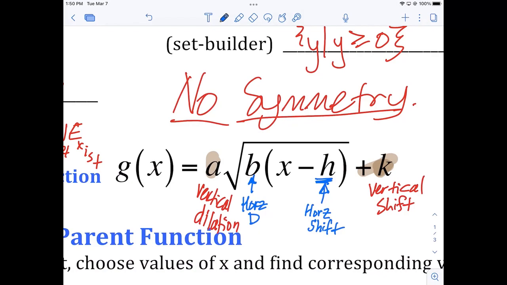Wouldn't the vertical dilation vary with the horizontal dilation? Like, would they be related? They can be related, absolutely. Like a vertical compression by a factor of 9 is equivalent to a horizontal compression by a factor of 9 is equivalent to a vertical stretch by a factor of 3, because the square root of 9 is 3. So you can write one in terms of the other. Thank you, sir. No problem.